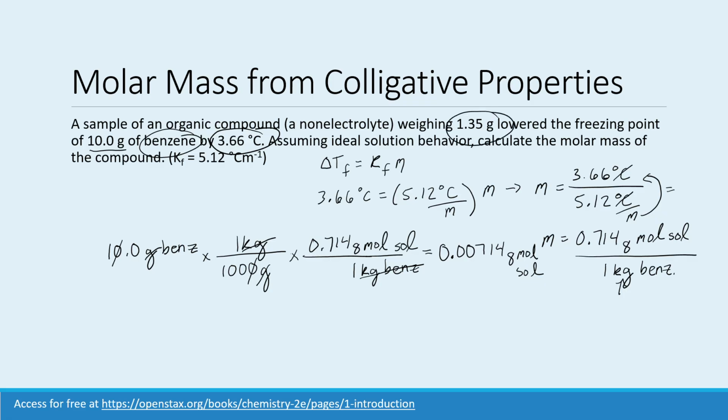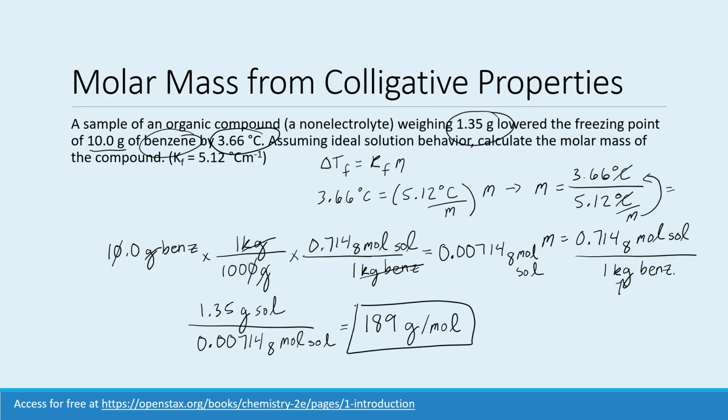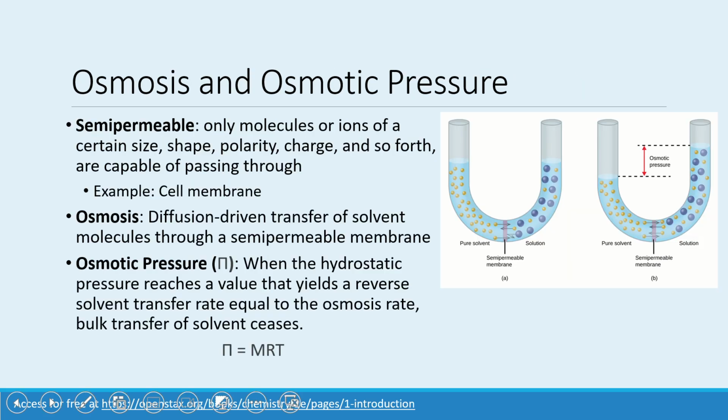Okay, so they give us the grams of our solute, and molar mass is grams per mole. So if we have grams and we have moles, we can calculate the molar mass by taking the 1.35 grams of solute divided by the moles of solute in that solution. And rounding our answer to 3 sig figs, we get 189 grams per mole of our solute. Okay, and so that can help us potentially identify an unknown solute.